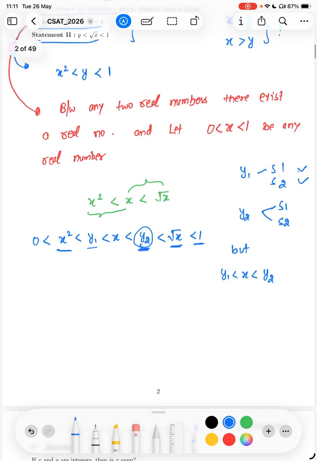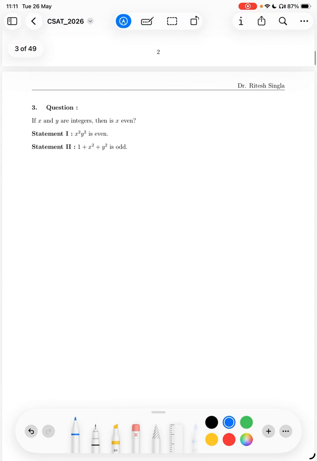Okay, let us move to the third question. It is saying if x and y are integers, then x is even. So the query is whether x is even or not. Okay, now look at the first statement. x square y square is even.